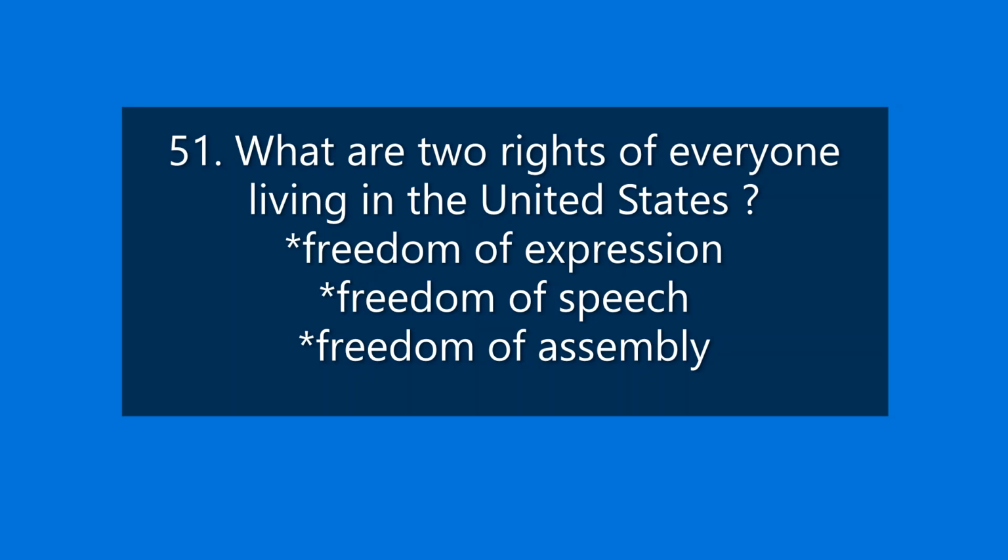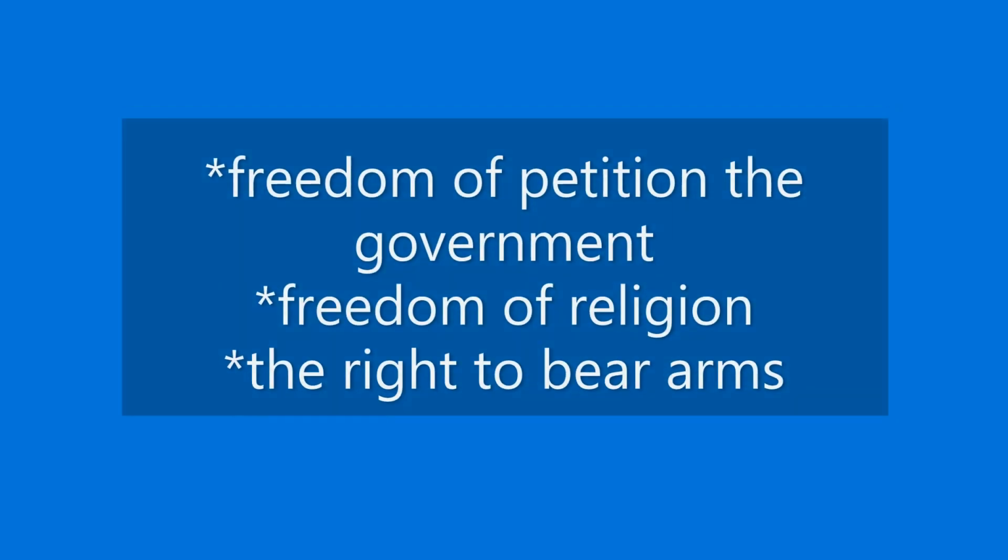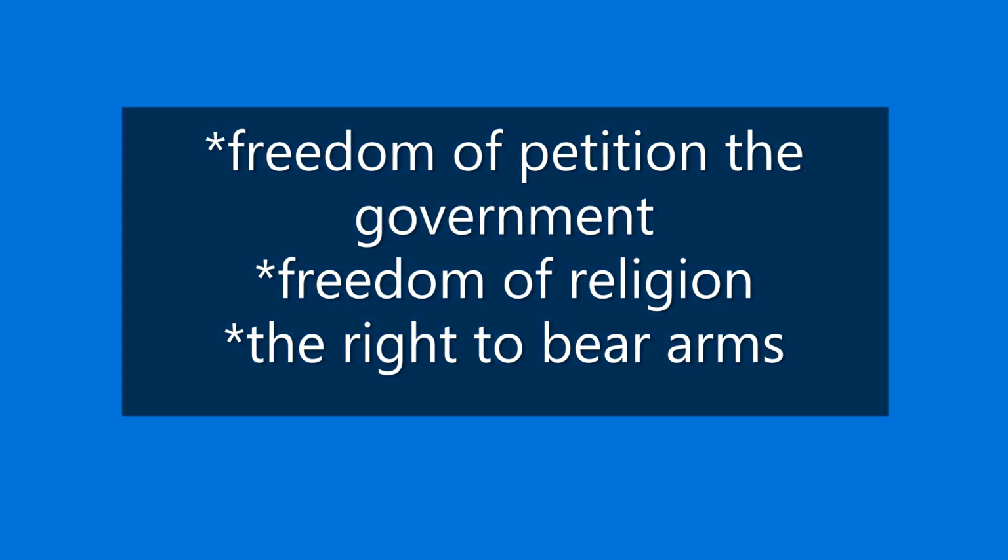Number 51. What are 2 rights of everyone living in the United States? There are 6 rights, out of which you can pick 2. So for example, in the next screen, you can say freedom of petition the government and the freedom of religion are 2 rights of everyone living in the United States.